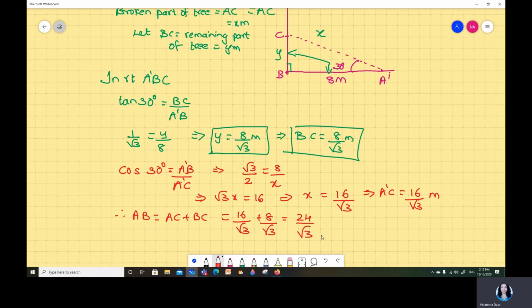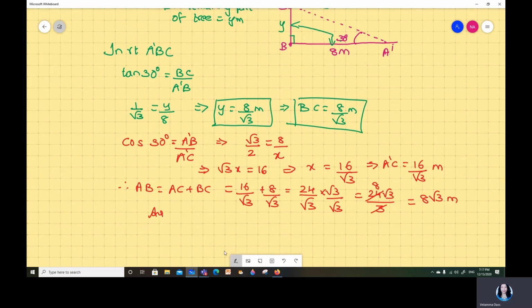So the final answer should never be kept like this. Denominator is in root, we have to rationalize it. We'll multiply by root 3 up and down. So students, we get 24 root 3. Root 3 into root 3 is 3. So here cancel, 3 8s are 24. So we get 8 root 3 meter. So the final answer we can write, therefore the height of the tree is 8 root 3 meter.